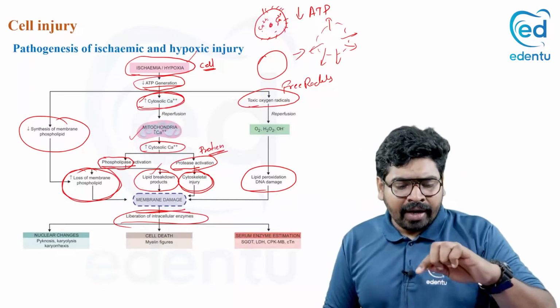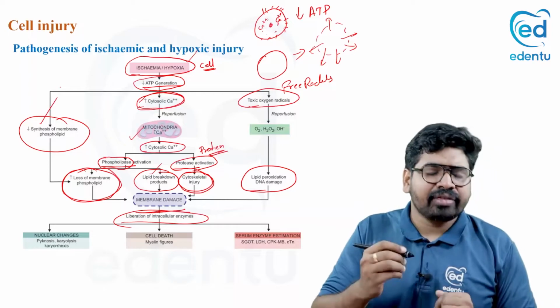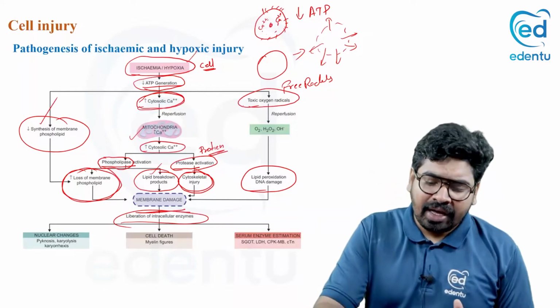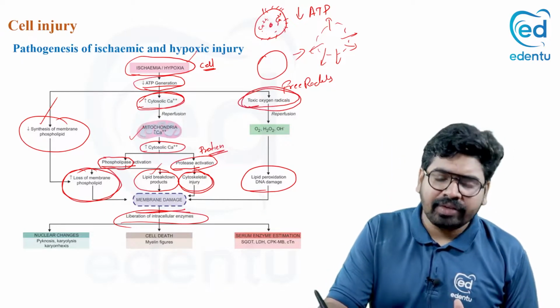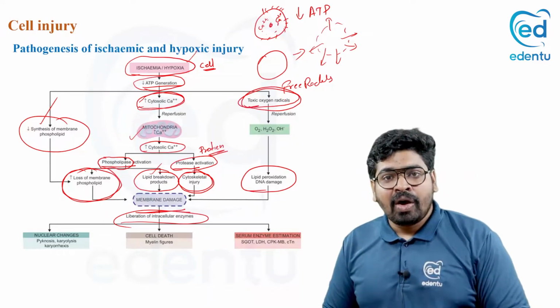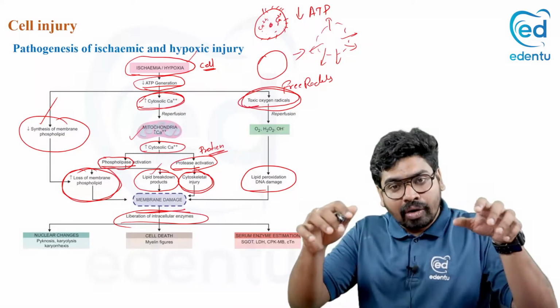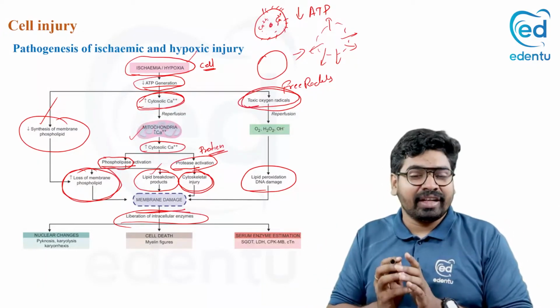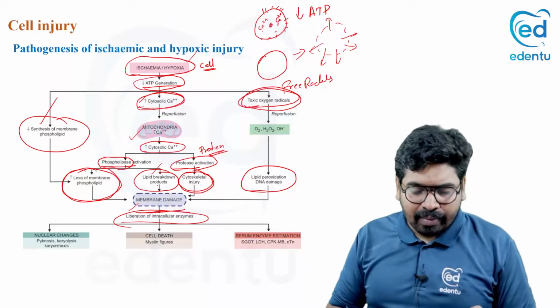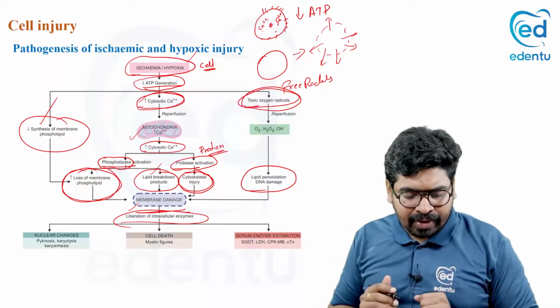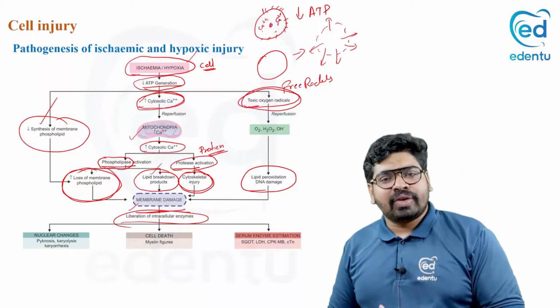ATP reduction can also reduce the synthesis of your cell membrane. The reduction in ATP can activate your free radicals. The free radicals can in turn damage your DNA. So there is a combination of damages occurring in the cell, and the cell membrane is damaged and the cell components leak out. So what are the changes you can see here?